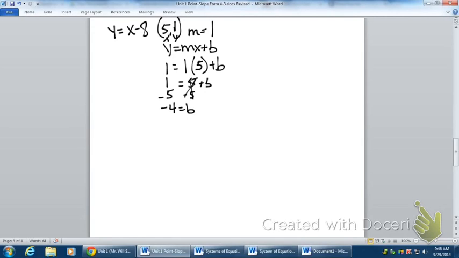Good job, Kenny. So now all we have to do is we have our b, we have our slope. So you just need to rewrite it as y equals our slope, which is 1, x minus 4. That's it. Okay? Does that make sense?